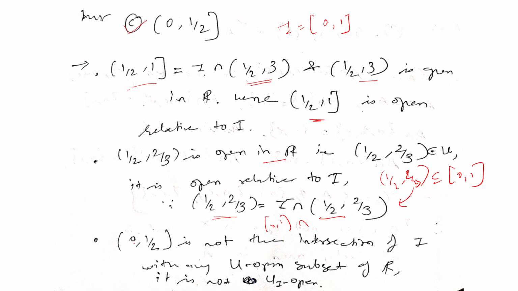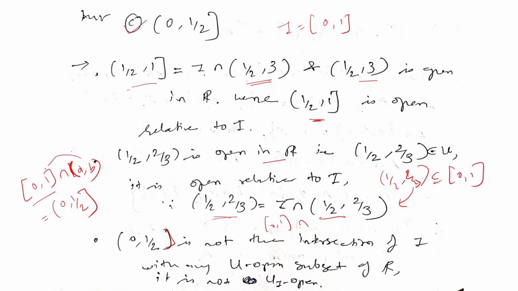Fine. Now considering the third option, that is 0 comma half, that is open at 0 and closed at half. So it is not tau I open. Why? Because you cannot express it as an intersection of I. Do you get any such open interval a comma b such that if you take the intersection with the closed interval 0 comma 1, it will give you 0 comma half and closed at half? No such interval will exist, right?